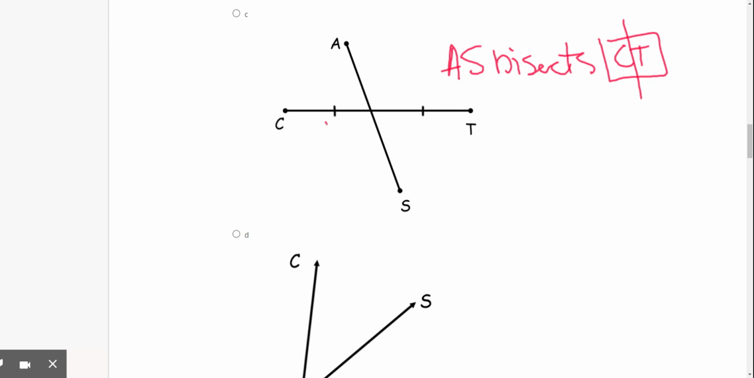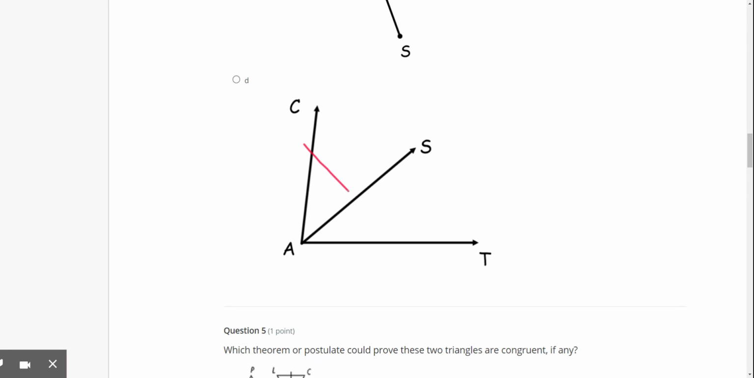Is that what the congruent marks show? Yeah, so C is going to be our best answer. And then D is another garbage answer because that's an angle, not a segment.